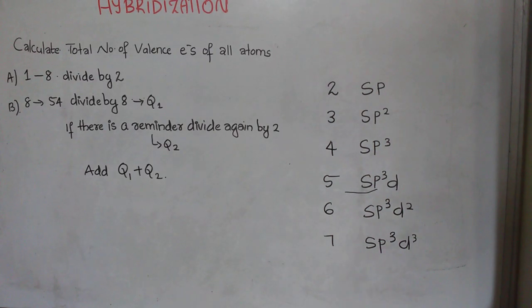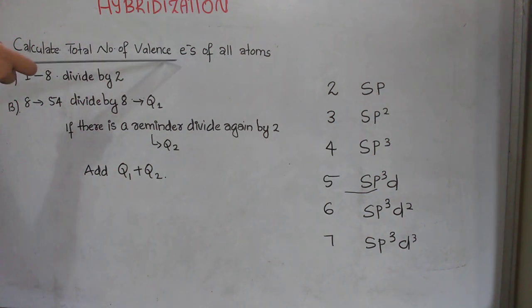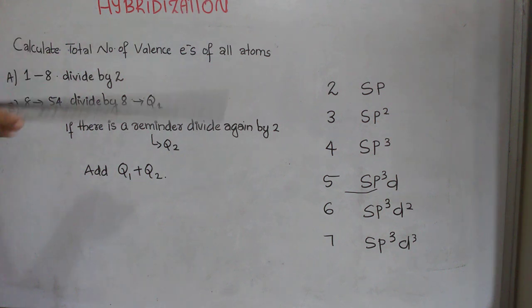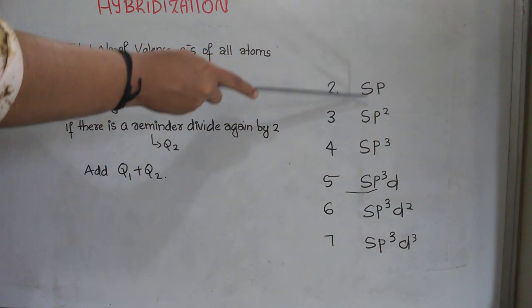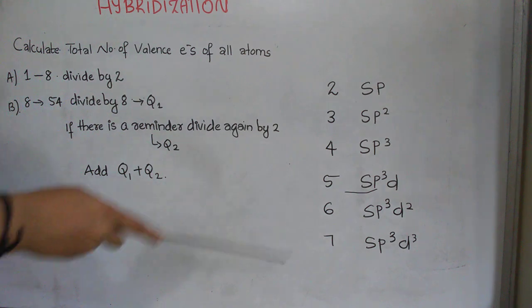So now we are going to discuss the second method. In case of the second method, we have to calculate the total number of valence electrons of all the atoms, not just the central atom but all the atoms. Now consider the answer of this, that is the total number of valence electrons. If it falls in the category 1 to 8, then we have to divide the answer by 2. And we will be getting any one of these numbers and the corresponding hybridization will be the same.